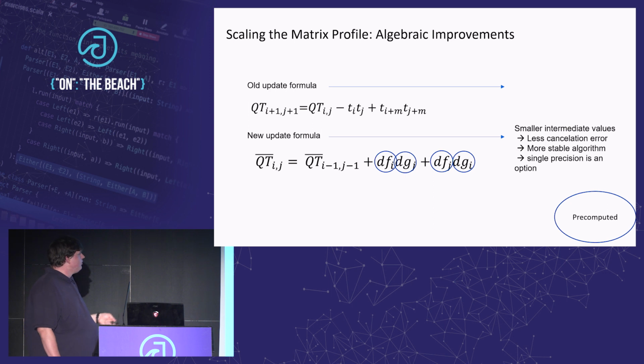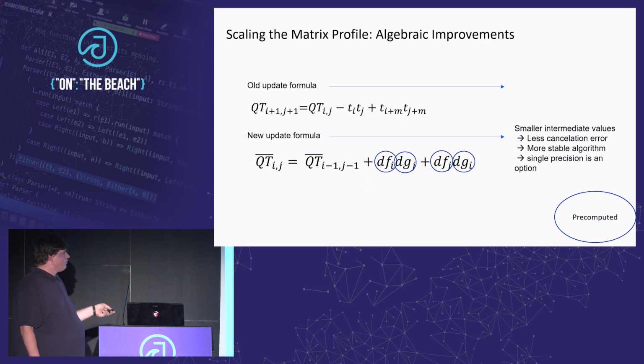So algebraic improvements. We went from this old update formula, which is essentially taking the dot product and subtracting the initial values of the time series that computed that dot product and adding the next values. So it's sliding along the time series. But this actually has a lot of cancellation error, and you end up having problems with stability in the algorithm.